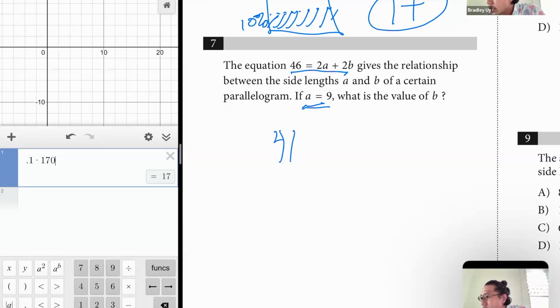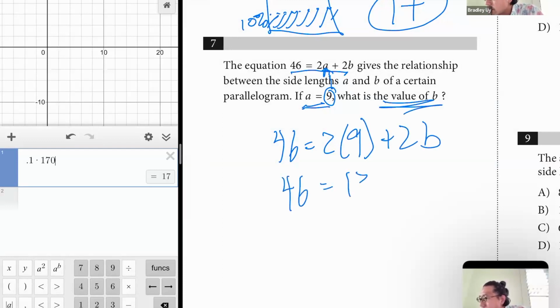So what we do here is plug this 9 in for that a in this equation. There is no more a. I sometimes see my students plugging in the 9 to the left of the a, sometimes the right of the a, but just remember, guys, a equals 9 in this case. So a is replaced by 9, plus 2b, and this will allow us to solve for b, which is what they're asking for. So we have 46 equals 18 plus 2b.